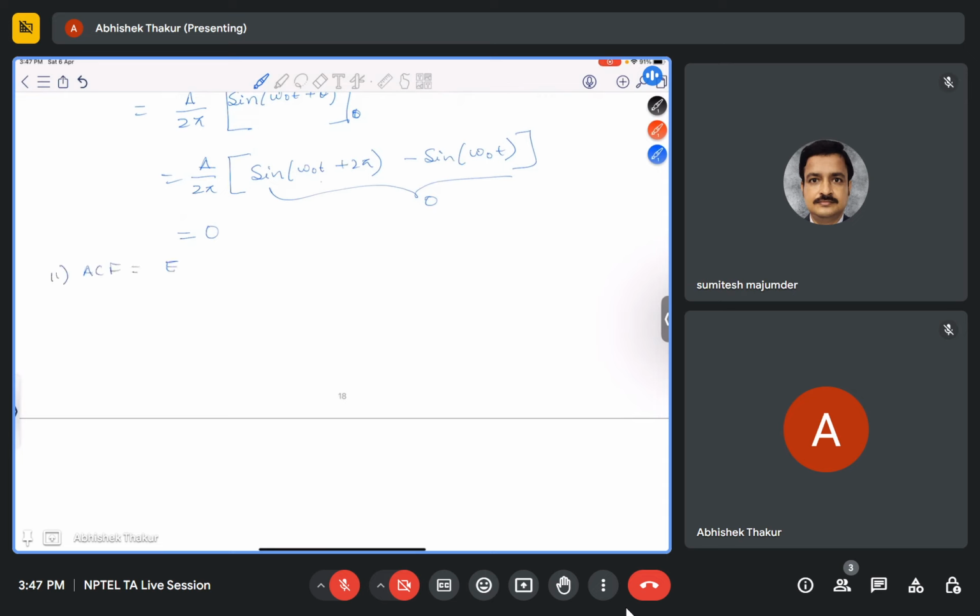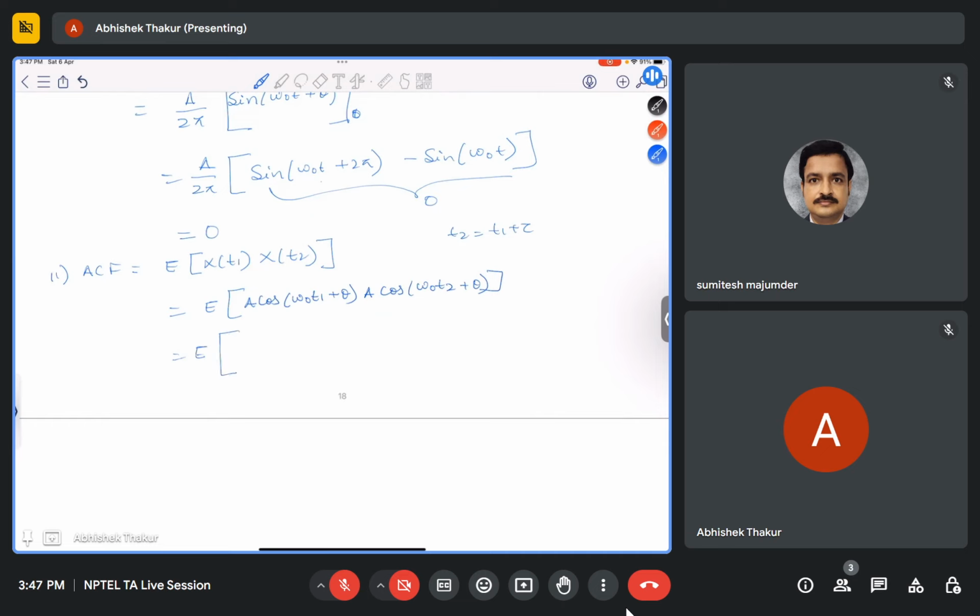Now we'll find the second part, that is the autocorrelation function. The autocorrelation function is the expectation of x(t1) x(t2). Here t2 is equal to t1 plus tau. So we can write the expectation of a cos(omega naught t1 plus theta) times a cos(omega naught t2 plus theta).